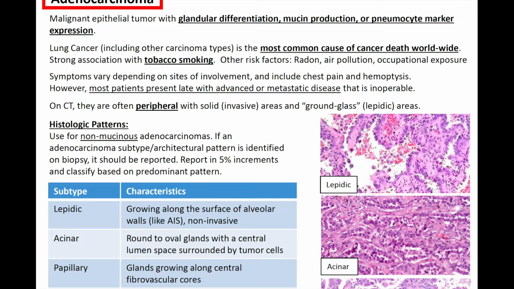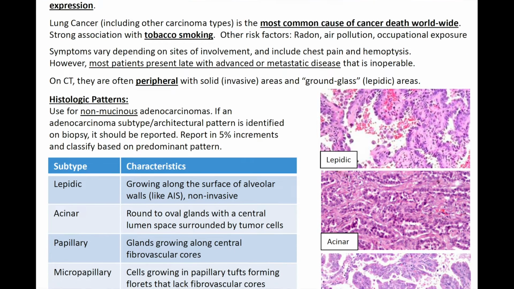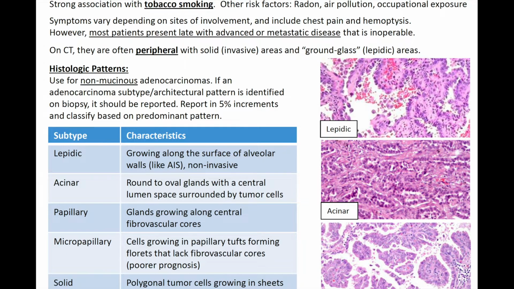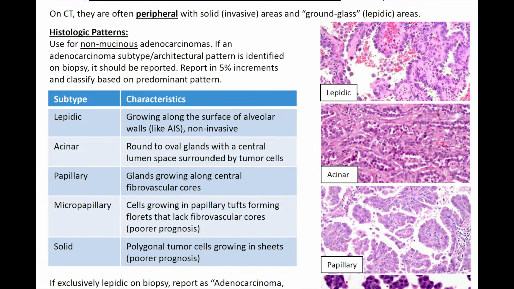If an adenocarcinoma subtype or architectural pattern is identified on biopsy, it should be reported. Report in 5% increments and classify based on the predominant pattern. So some of these histologic patterns or subtypes that we talked about are listed here in this table. So we have lipidic, acinar, papillary, micropapillary, and solid. And let's just go through them.